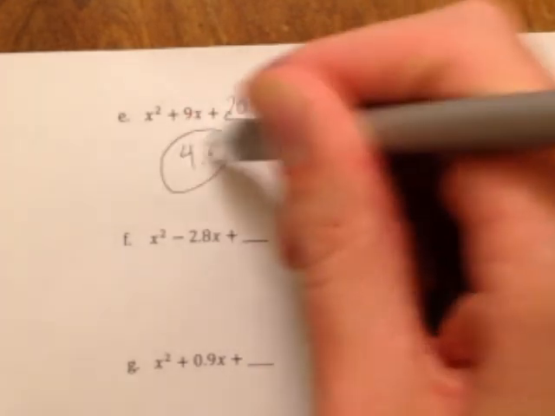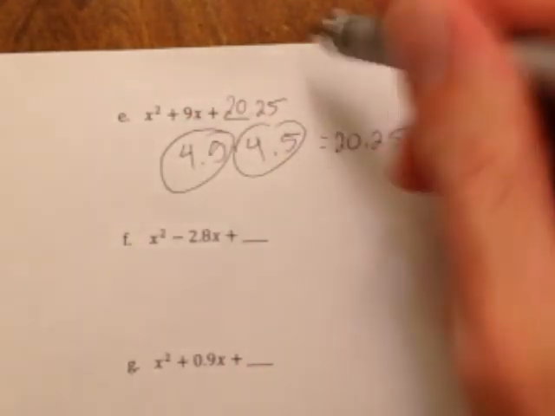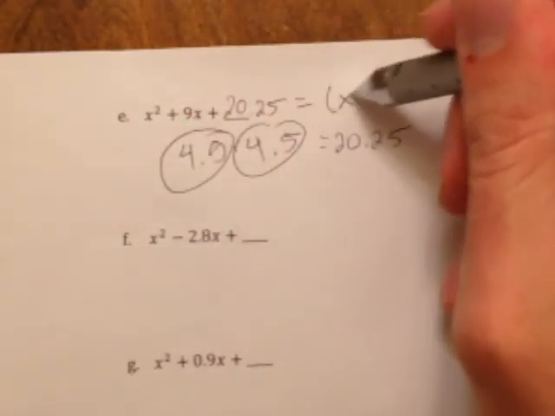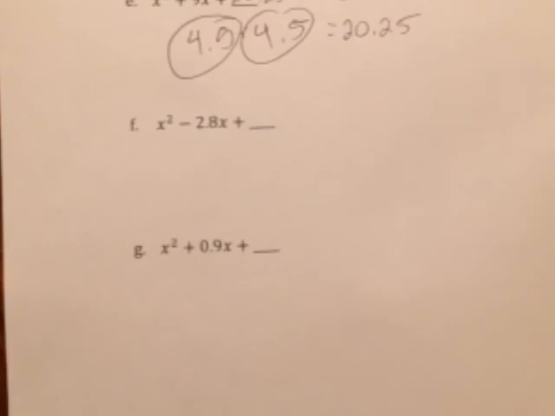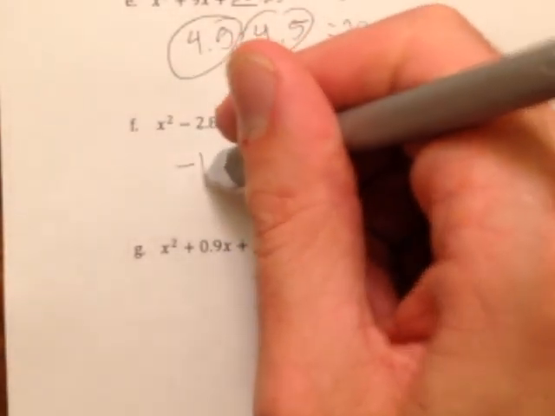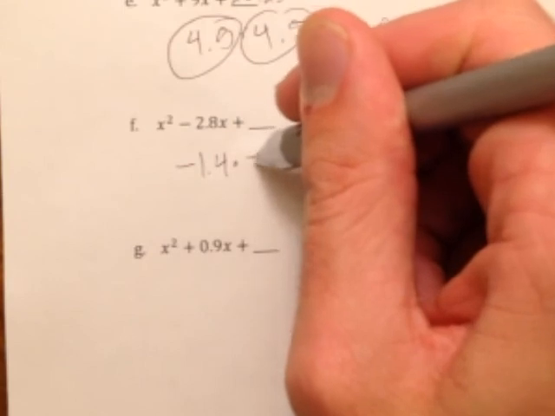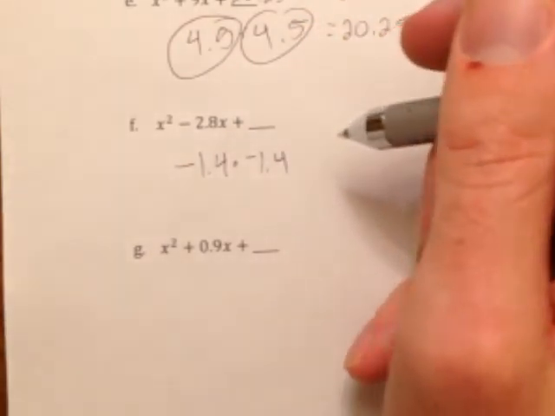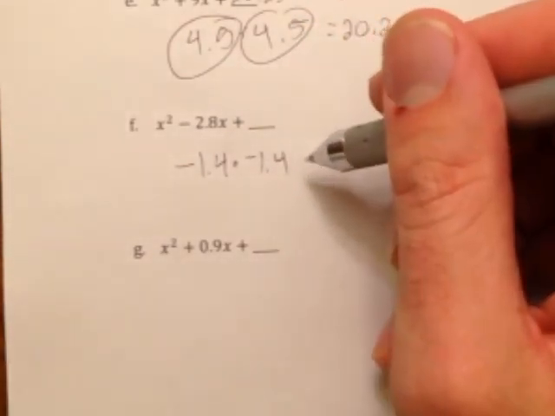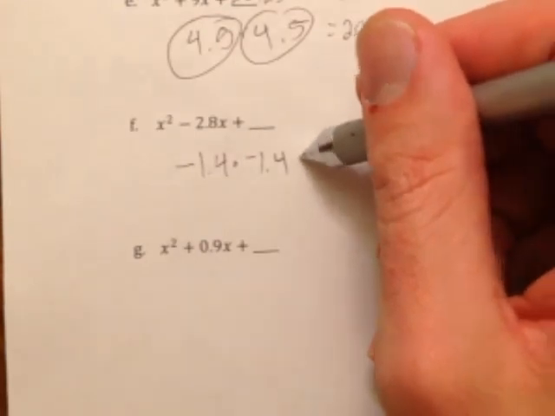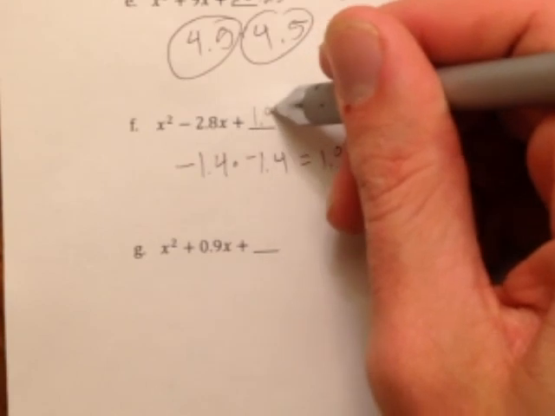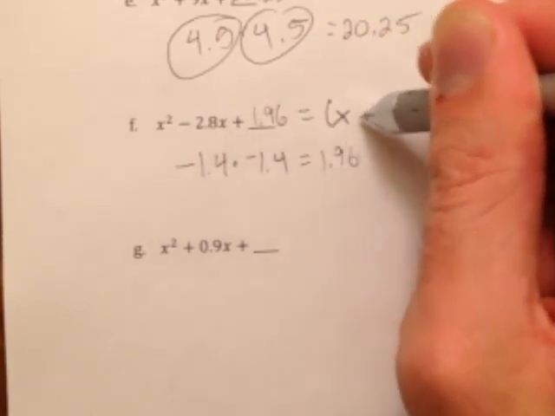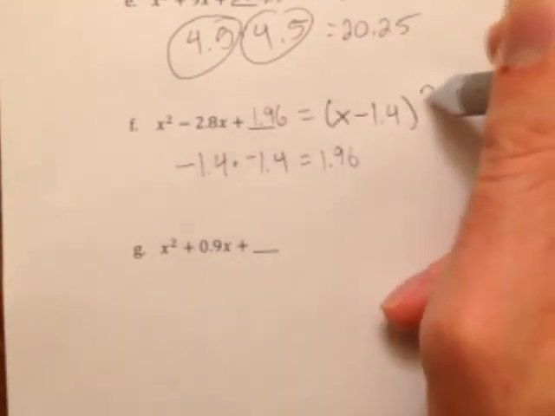And when you factor it, all you have to remember is that those are the two of the same number that you used. So it's going to be x plus 4.5 times itself, or squared. Two of the same number that create negative 2.8 are negative 1.4. Negative 1.4 times negative 1.4. Well, 14 times 14 is about 196 or so. So this is going to be 1.96. And I get x minus 1.4 squared.